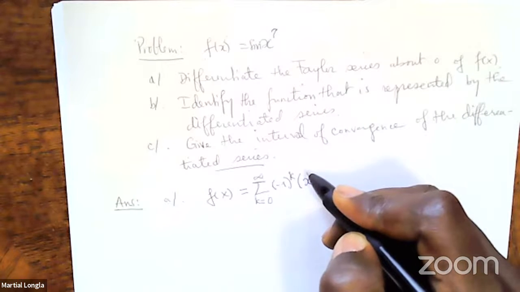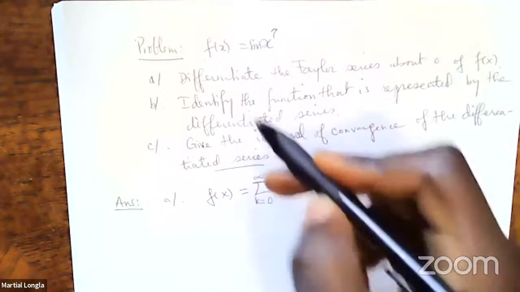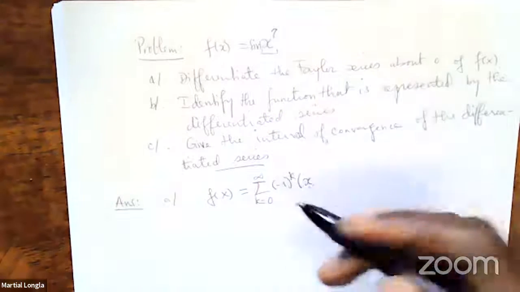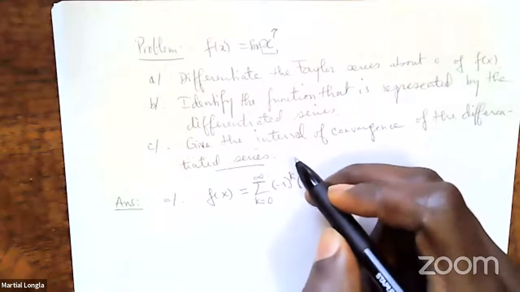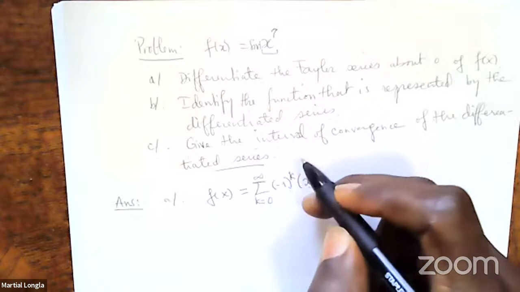Wait, I'm lost. We are talking about the sine of x to the power 7. So what goes inside here? So would it be 14k?